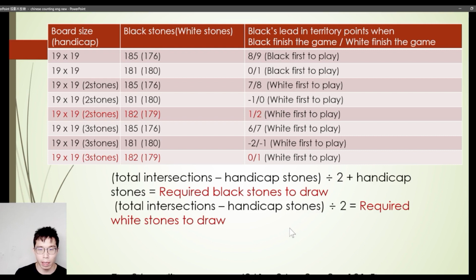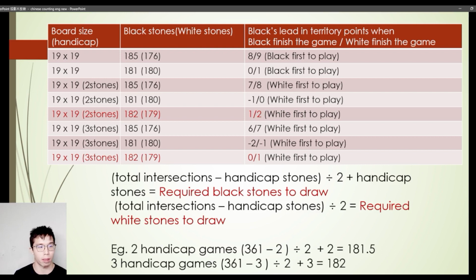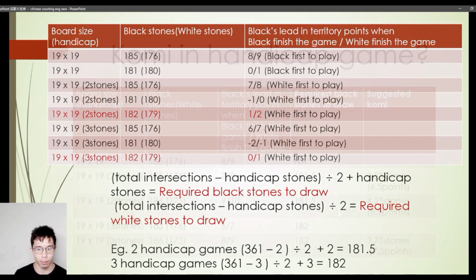And if the two numbers add up, they will become the total intersections. And let's see an example. For example, for a two handicap game, the required black stones to draw would be 181.5, and the required white stones to draw would be 179.5. And for a three handicap game, the required black stones to draw would be 182 stones, and white will need 179 stones in order to draw the game.